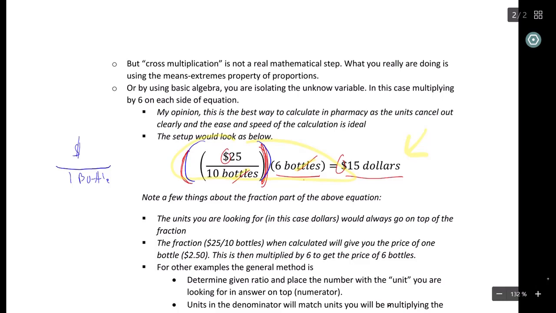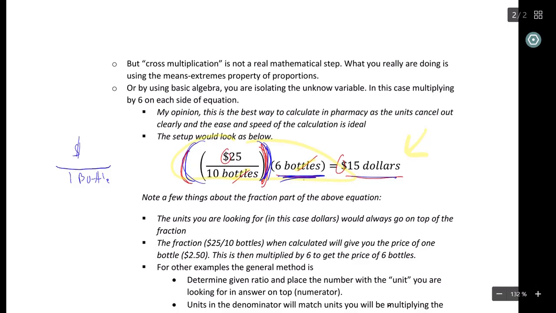So in your calculator, when you take 25 and you divide it by 10, that is the amount per one bottle. And then you're multiplying that amount by 6, which is why you get 15. So keep in mind that when you're doing this, you're getting per one. So you're really finding out the dollar value for one bottle, and then you're multiplying it by 6.